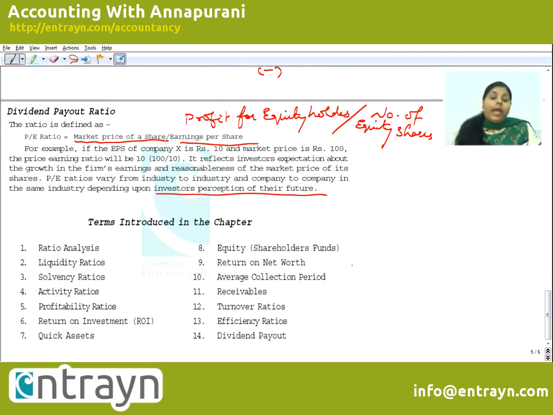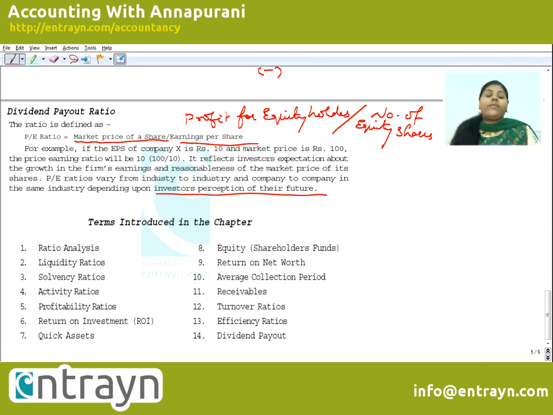Average collection period. I told you this is based upon the accounts receivable. What is the period in which the debtors pay us in a year? Average collection period. Receivables, anything that comes inside. This is also a part of debtors turnover ratio. Turnover ratios. Turnover is the time taken for a raw material to become a finished product. How many times turnover? Efficiency ratios are the profitability ratios. They are nothing but profitability ratios. Efficiency, profitability, all these are similar terminologies.